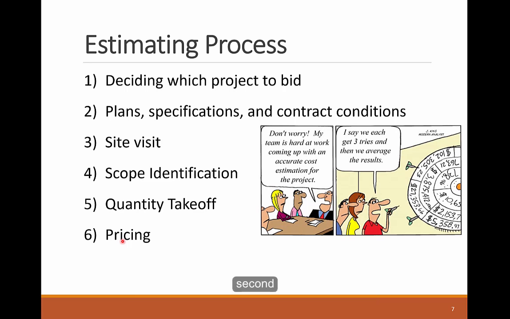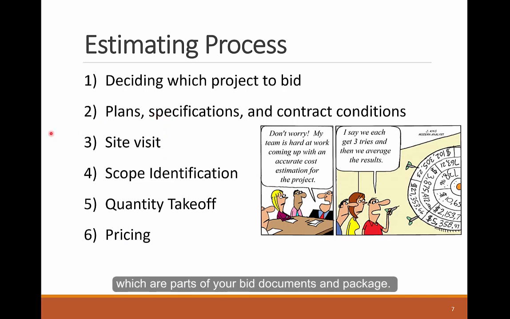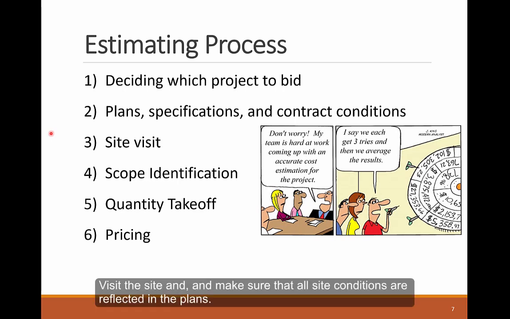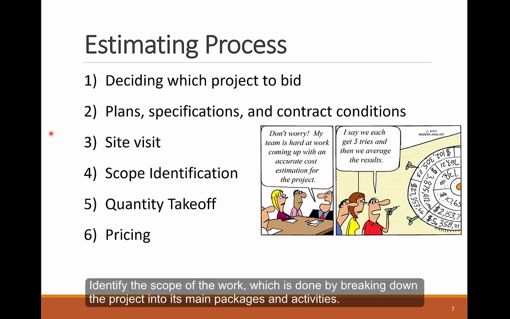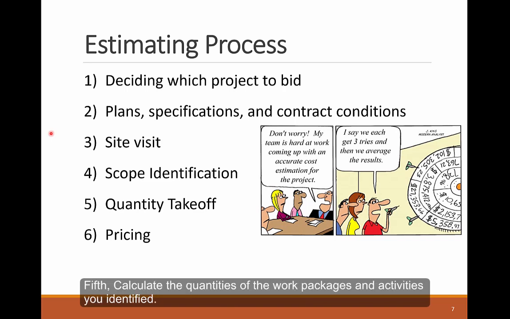Second, obtain and understand the plans and specifications of the project, which are parts of your bid documents and package. Third, visit the site and make sure that all site conditions are reflected in the plans. Fourth, identify the scope of the work, which is done by breaking down the project into its main packages and activities. Fifth, calculate the quantities of the work packages and activities you identified.